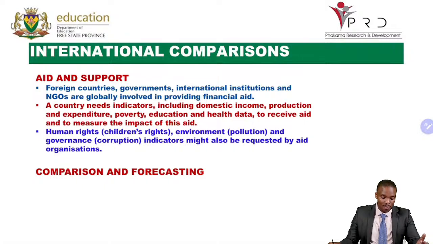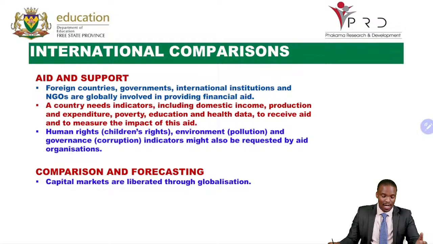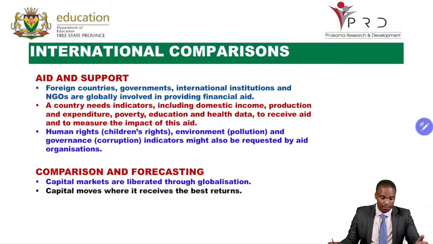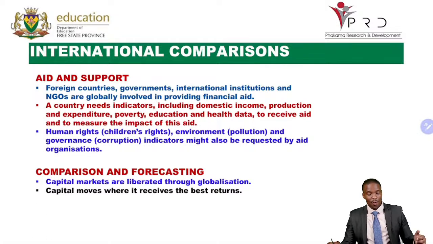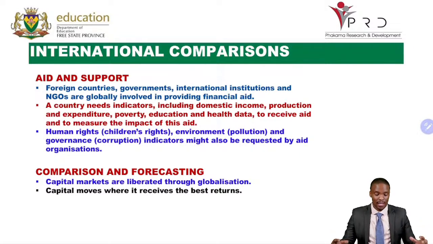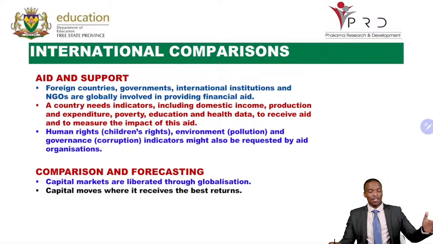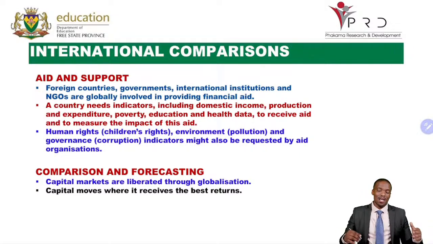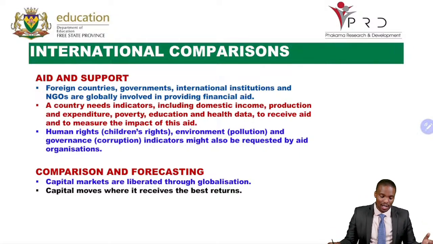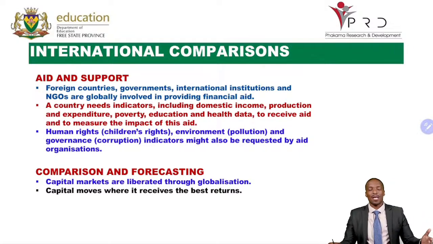And then when we look at comparison and forecasting, capital markets are liberated through this globalization. Capital moves to where there are the best returns. So what am I saying here, grade 12? In summary, indicators give us the performance of where the economy is or where the economy might be heading.